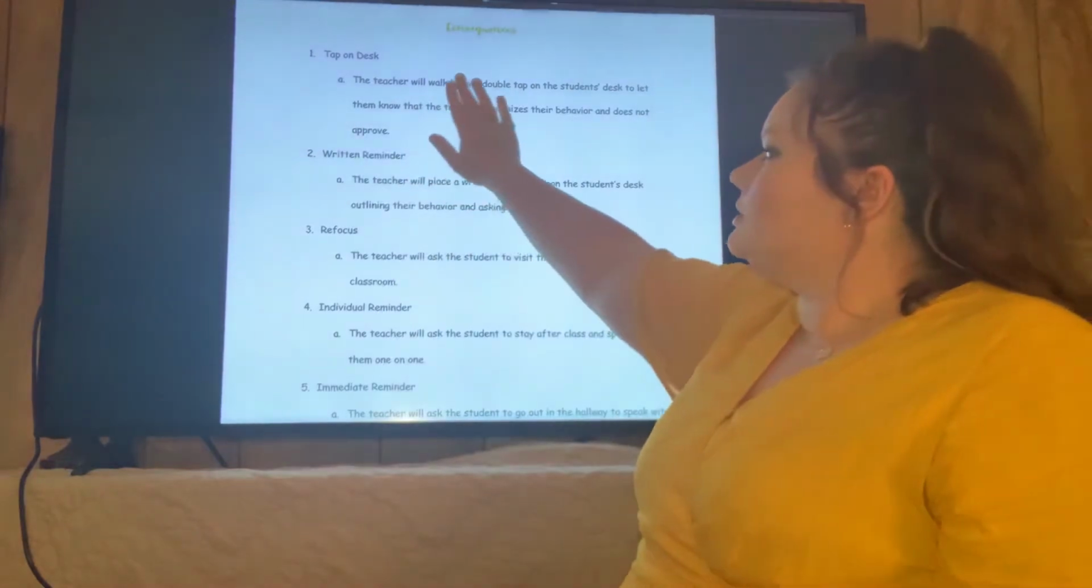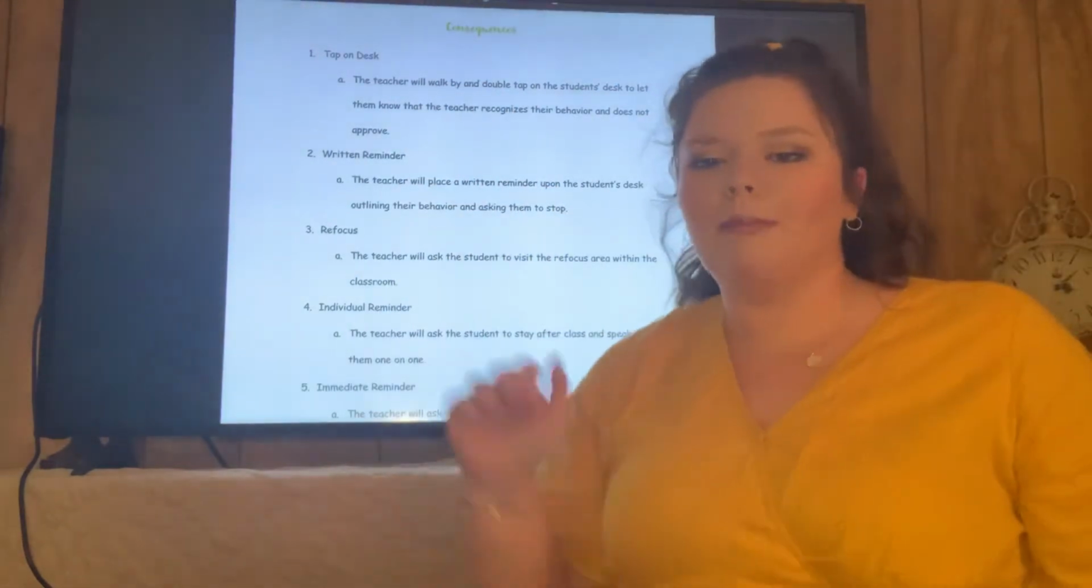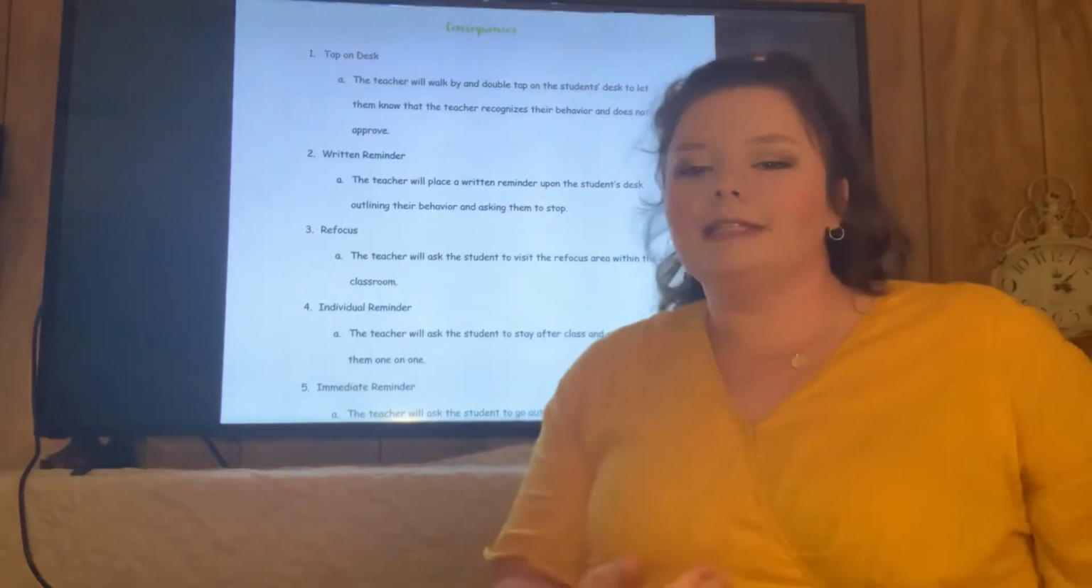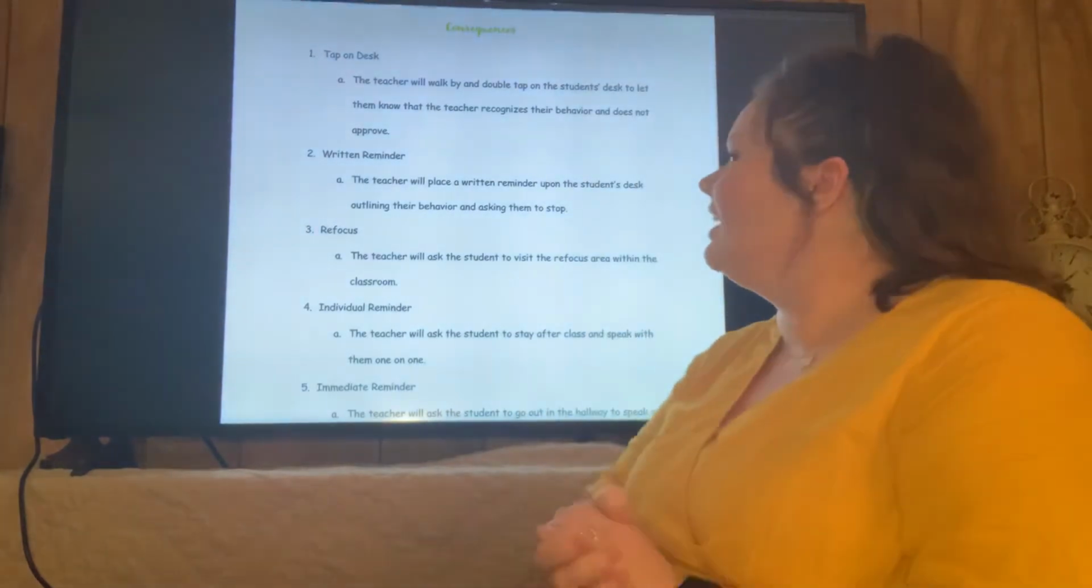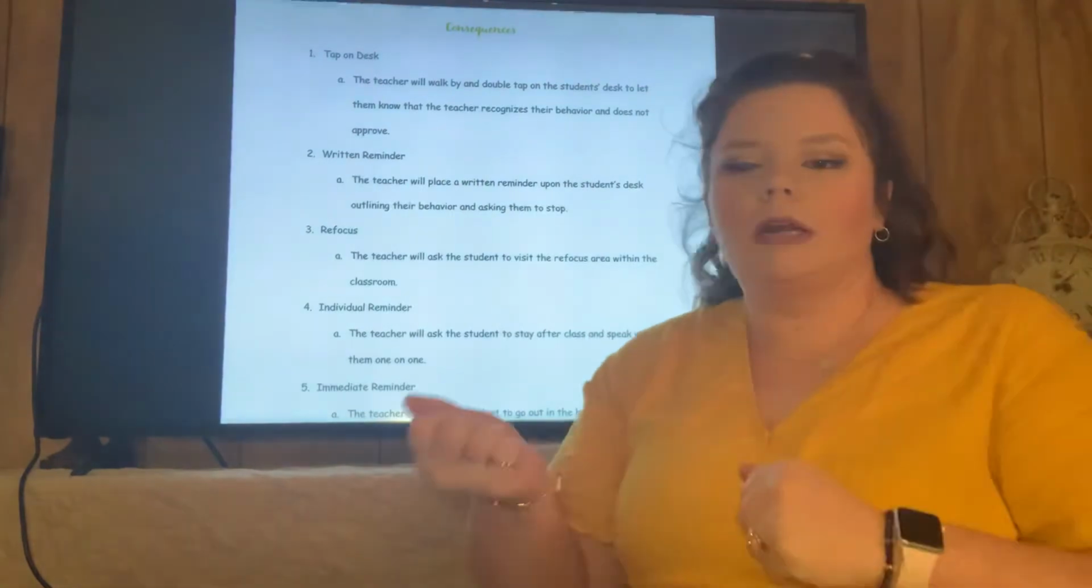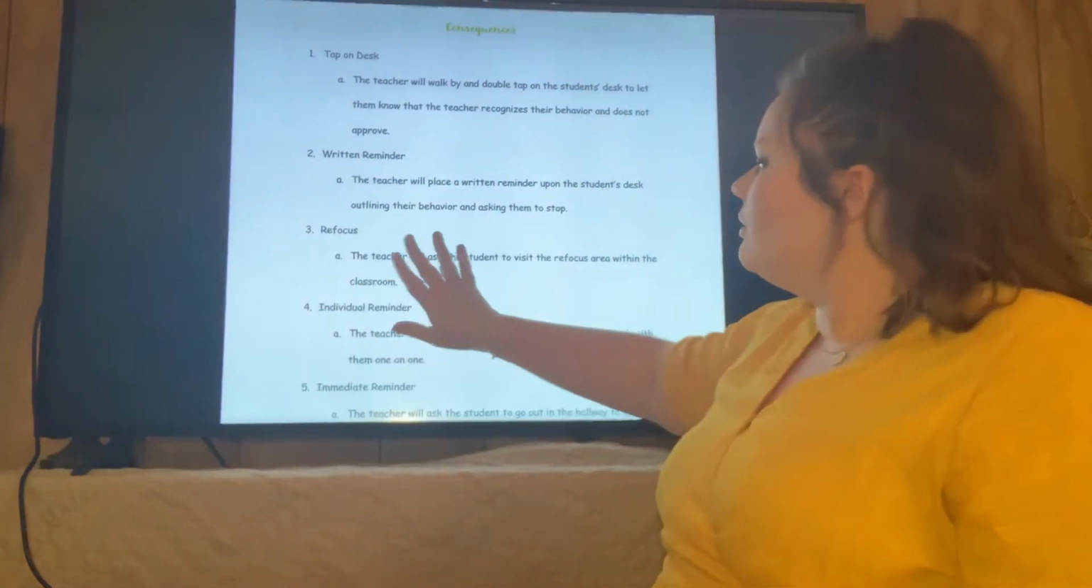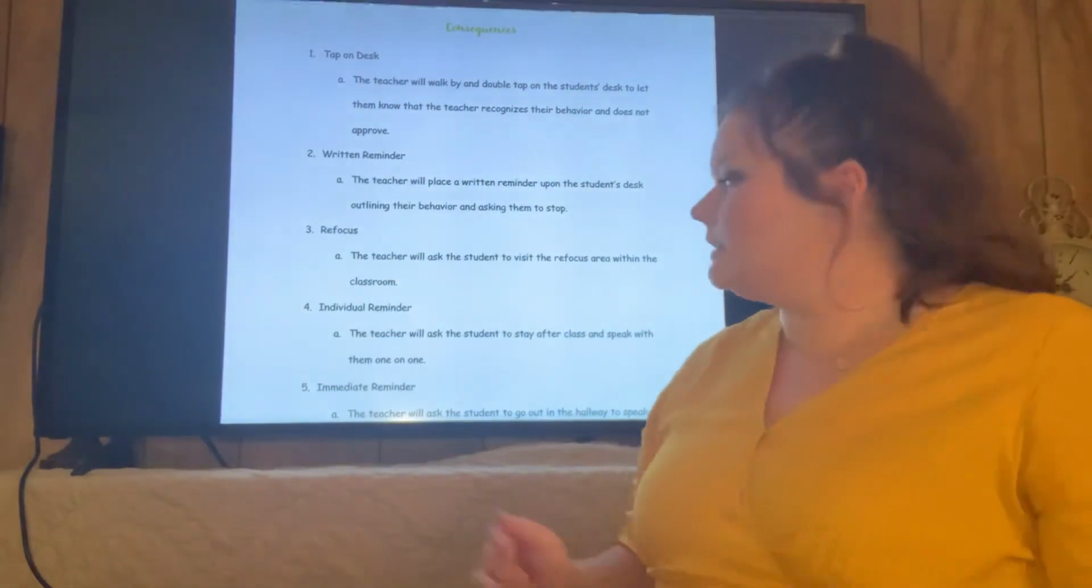So my first one is just tap on a desk. I'll go by, tap on their desk, let them know that I see them, I know what they're doing, and I wish that they would stop doing what they're doing. The next is a written reminder. I'll just write a note and put it on their desk. Refocus. I'll ask students to go to a refocus area.